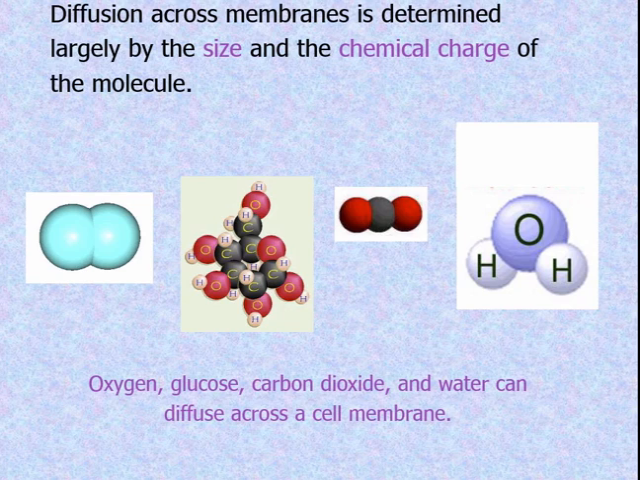Now, bringing it back to the cell, diffusion occurs across cell membranes, but primarily diffusion has to happen with molecules that are small enough to fit across the cell membrane. So it's determined mostly by the size, but also a little bit by the chemical charge. There are 4 molecules that you should know that can diffuse across the cell membrane. Oxygen, glucose, carbon dioxide, and water can diffuse across the cell membrane. So they don't need to be pushed by the cell, they just come and go.